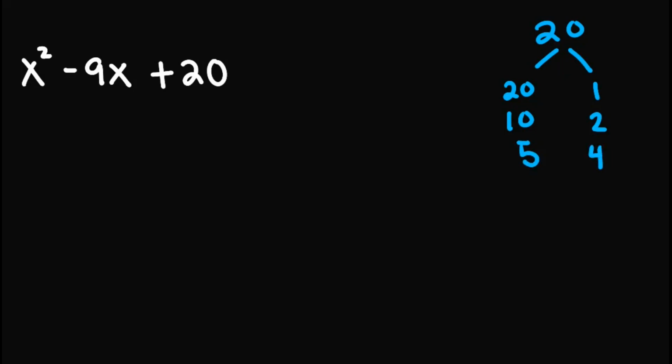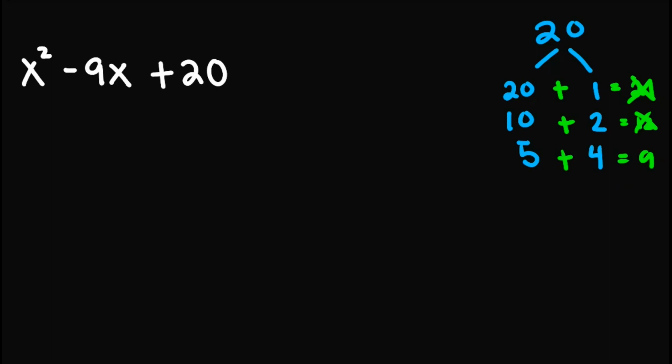Now from here, we try to add these factors and check which would result to negative 9. So 20 plus 1 will be equal to 21. So it's not this. 10 plus 2 will result to 12. So it's not this one. 5 plus 4 will result to 9. This one is 9. But it should be negative. So what can we do to make this negative?